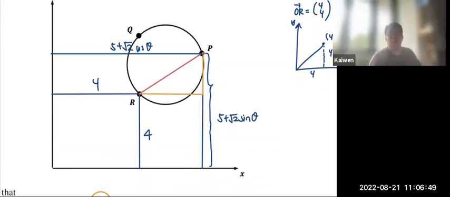Given that it looks like this, I'm looking for the orange, which is here and here. Can you see how to do it? If you know that from the y-axis to P is 5 plus root 2 cosine theta, and from the y-axis to R is 4, the bottom adjacent side is going to be 5 plus root 2 cosine theta minus 4. Same thing for the other side. If the whole height of P is 5 plus root 2 sine theta, and from R is 4, and we're looking for the orange piece up there, it's just 5 plus root 2 sine theta minus 4. And we will get the answer. That is how you do this question.